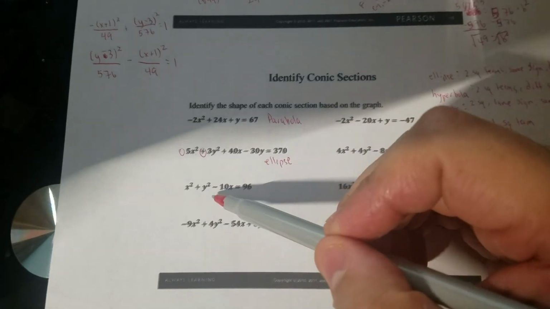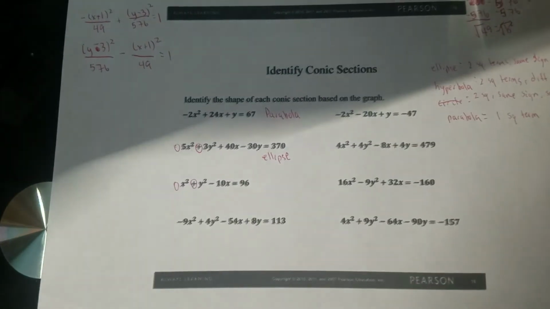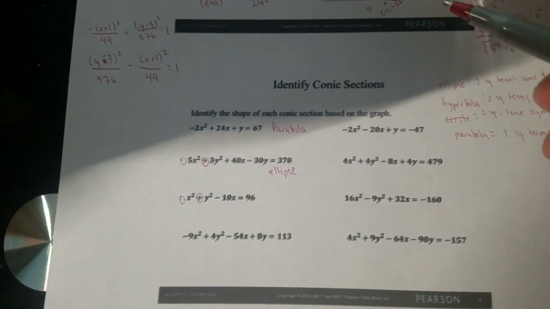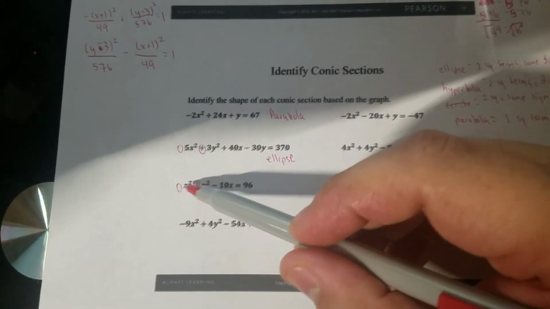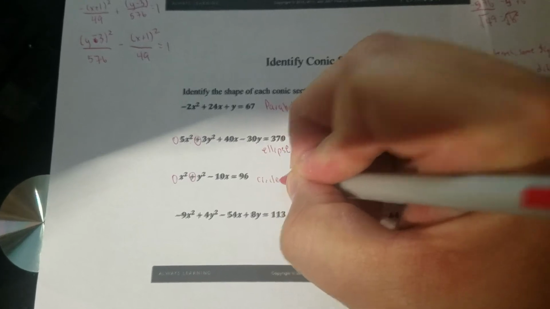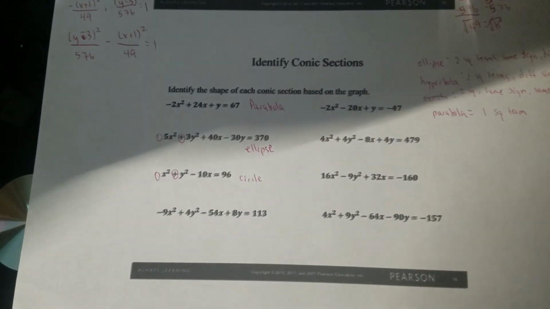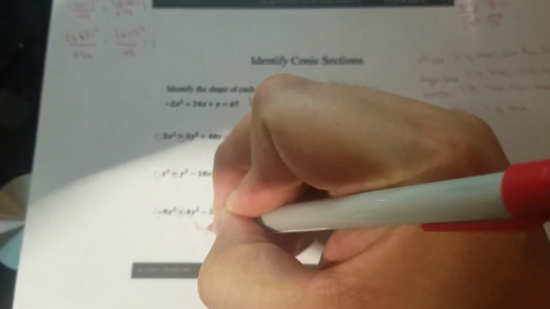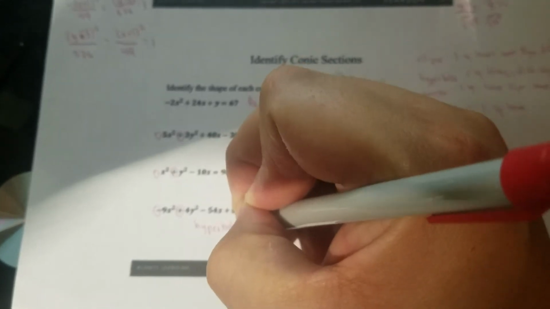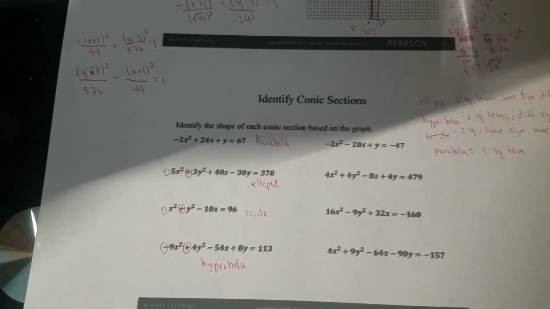Okay, this one right here, two square terms, so not a parabola. Plus sign, so it's not a hyperbola. So this one's going to be same coefficient in front, so this one is a circle. Okay, this one two square terms, so it's not a parabola. Looking at the signs, this one's negative, this one's positive, so this makes this a hyperbola. Okay, so guys, you can figure out the rest over here on your own.